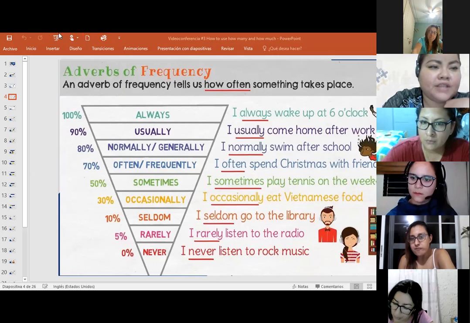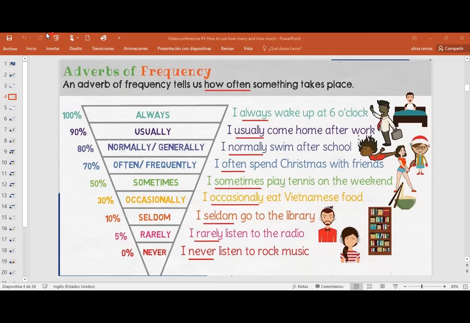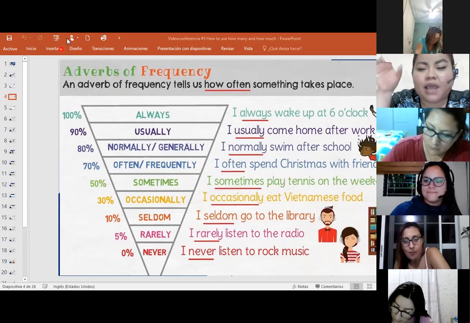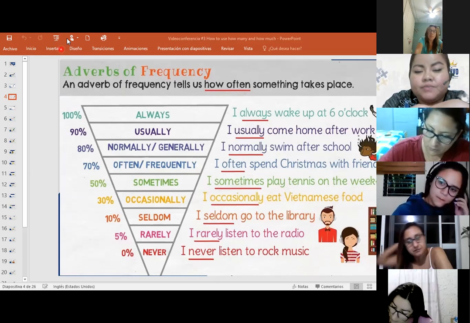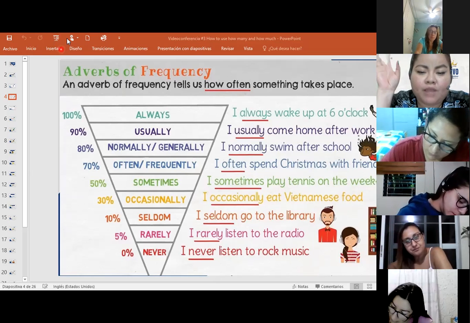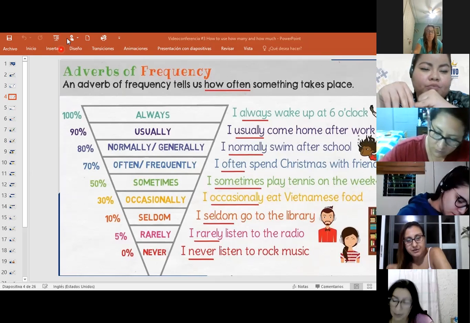Quiere decir que todas las oraciones van a estar con I. For example, if I say here, I sometimes go to the park on weekends. I occasionally eat typical food on Saturday afternoons. I seldom travel by bus, because I don't go out from my house. I am always in my house. So I seldom travel by bus, right? So let's go ahead. Yo hice como cuatro ejemplos. Miren, ustedes pueden hacer más.